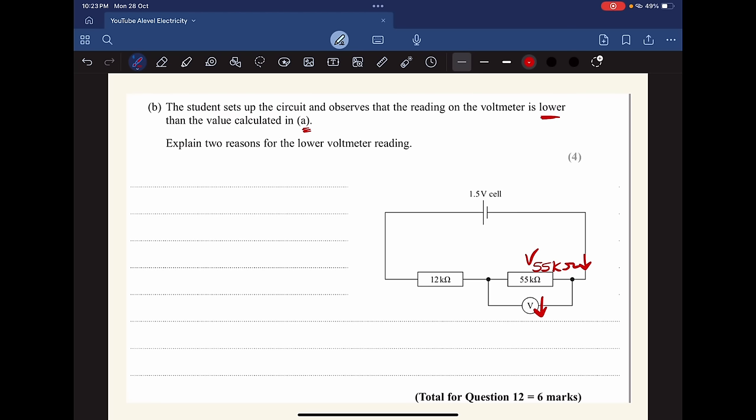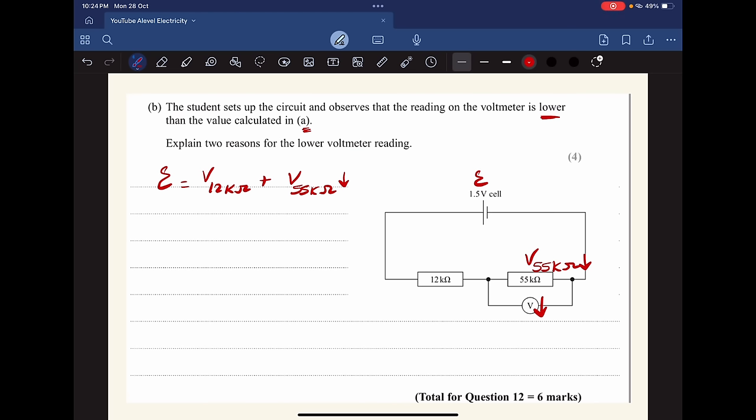So first of all, I have to look at the other components. What I have in the electric circuit is an epsilon, the electromotive force, which equals the voltage across the 12 kilo ohm plus the voltage across the 55 kilo ohm. But the examiner noticed that there is a drop in the value of this voltage. So there is maybe a miscalculation, or practically something happened.